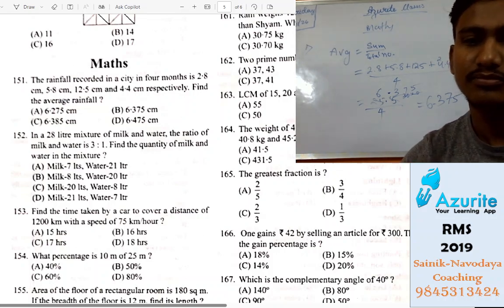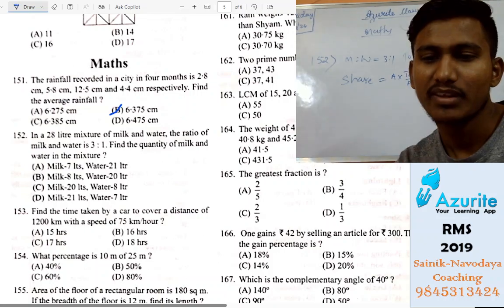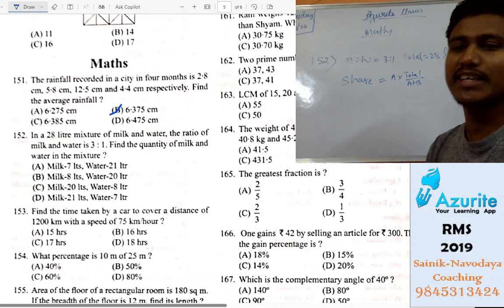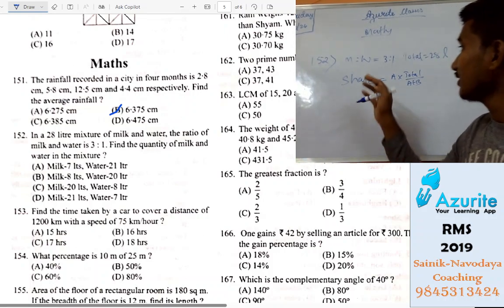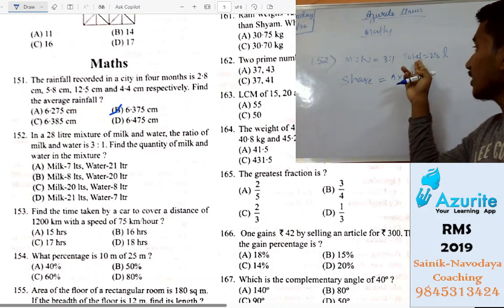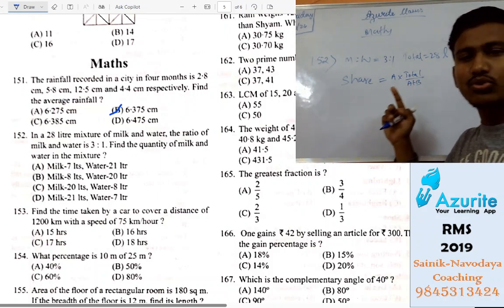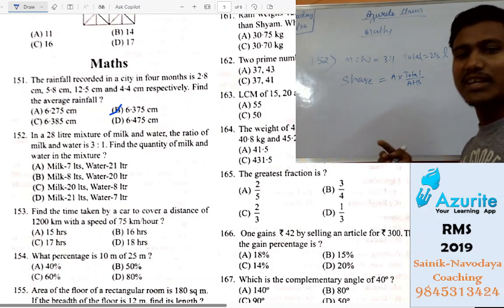Okay na? Everyone did it? Yes? So listen here. They have given milk to water as 3:1. So the total mixture is how much? 28 liters is there. So 28 liters means how much will be the answer now?